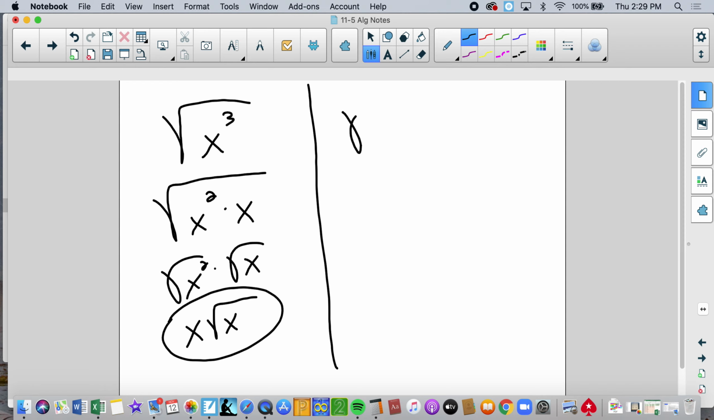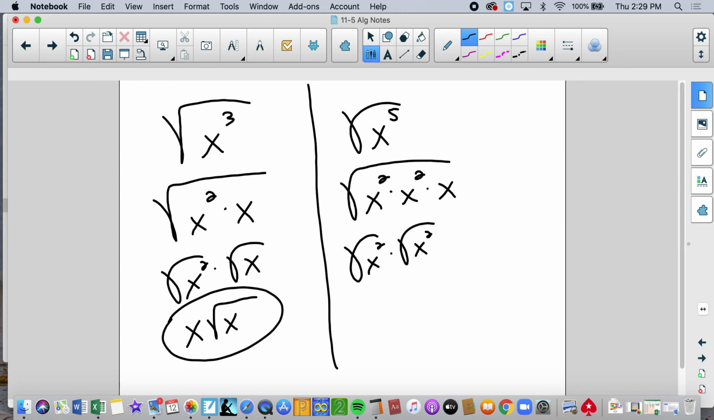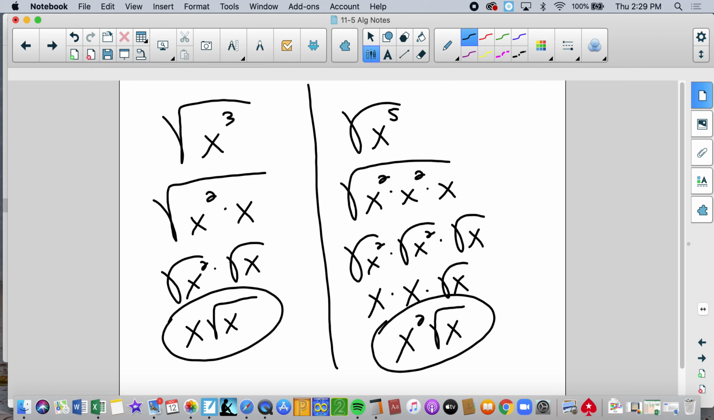What if I have x to the fifth? What would that equal? Well, there's two ways I can look at it. I can break them into x squares, and that's okay. I get an x squared, I get an x squared, I get a rad x left over. So that's going to be x squared rad x. So I'm looking to find how many x squares, how many 2s are in 5. So 5 divided by 2 is 2 with 1 left over.